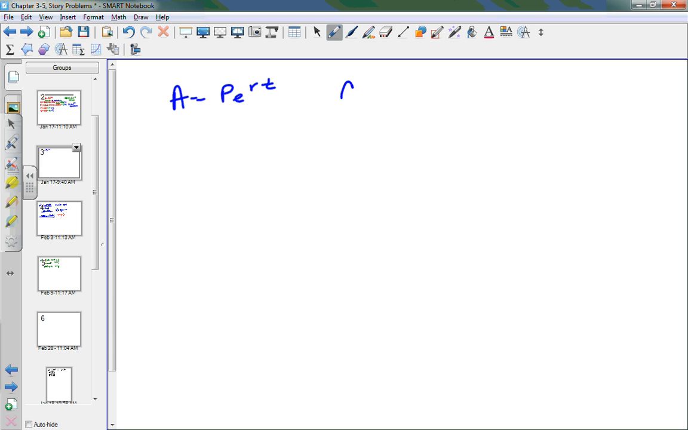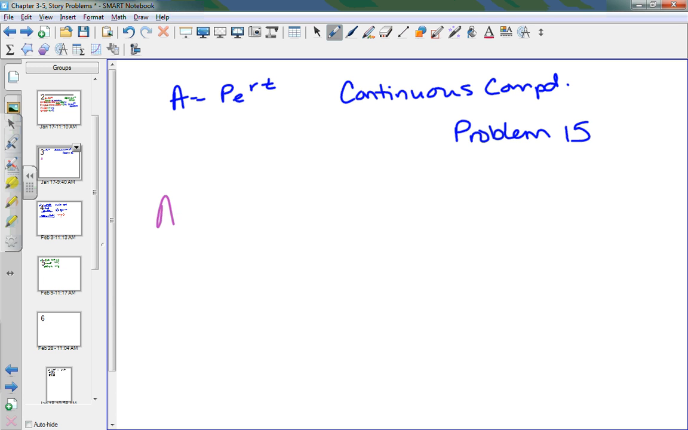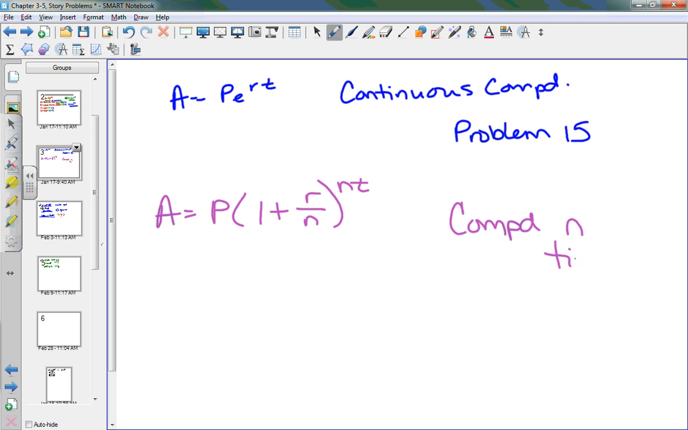Interest is continuously compounded. And you're going to use this for problem 15 on Friday's homework. The other formula you need is the compounded n times a year. And you'll locate that on page 182. You're going to use that for problem 16.